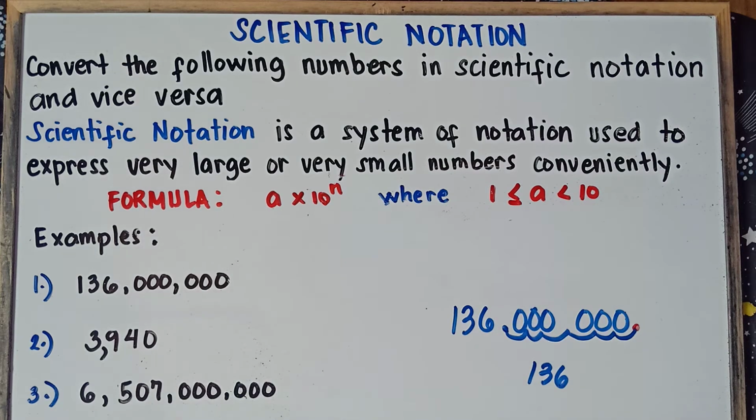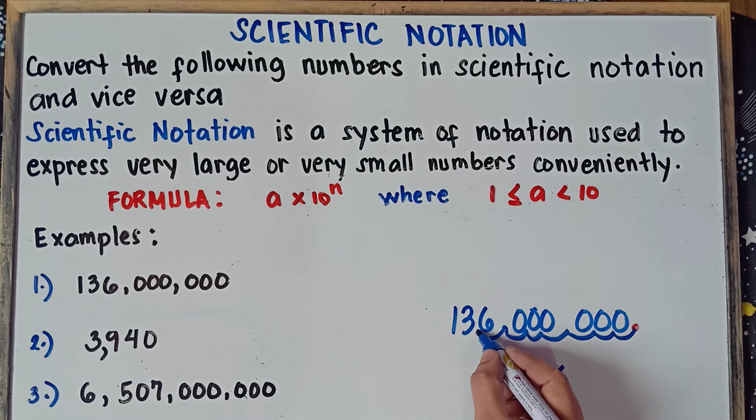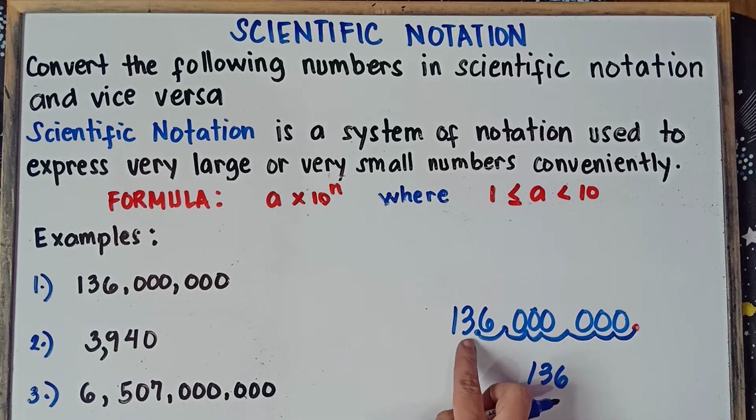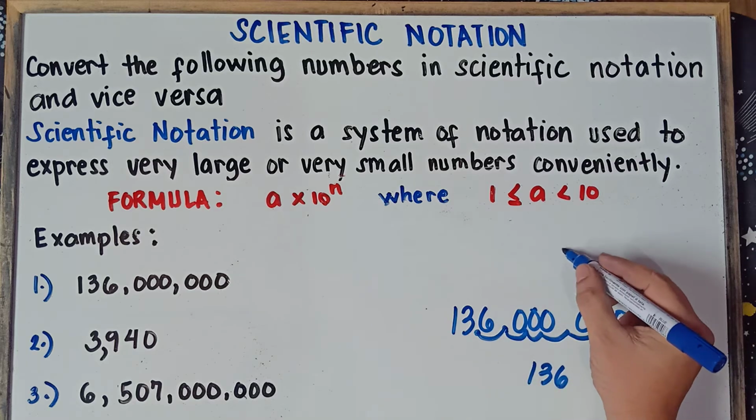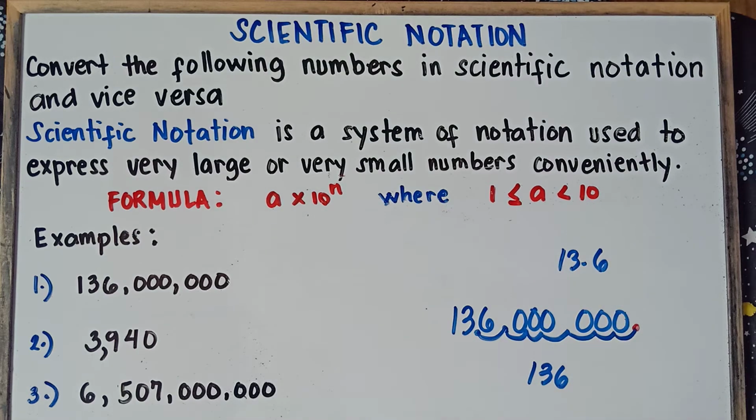So therefore, we need to move the decimal point from right to left once more. 1. Now, if we stop at this point, between 3 and 6, this will be 13.6. Can we have that with regards to the value of a?